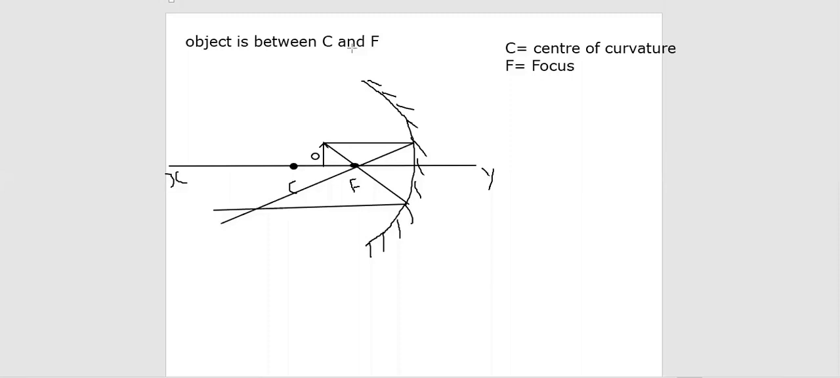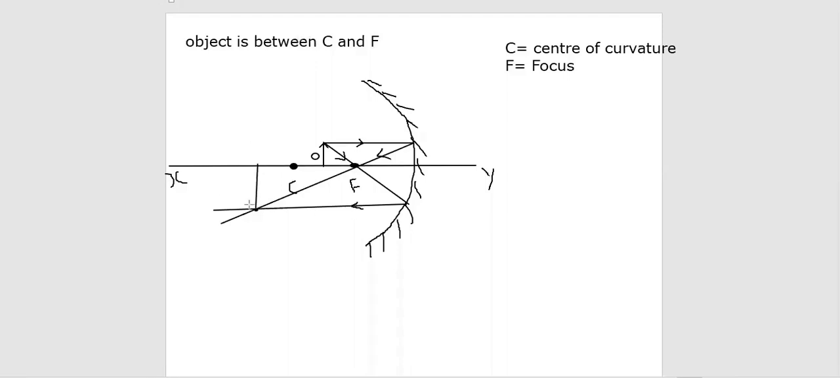So these two reflected rays which are there, these two are incident rays. These two are reflected rays. So these two reflected rays are meeting at a particular point. There you will be getting an image. At this position you will be getting an image.